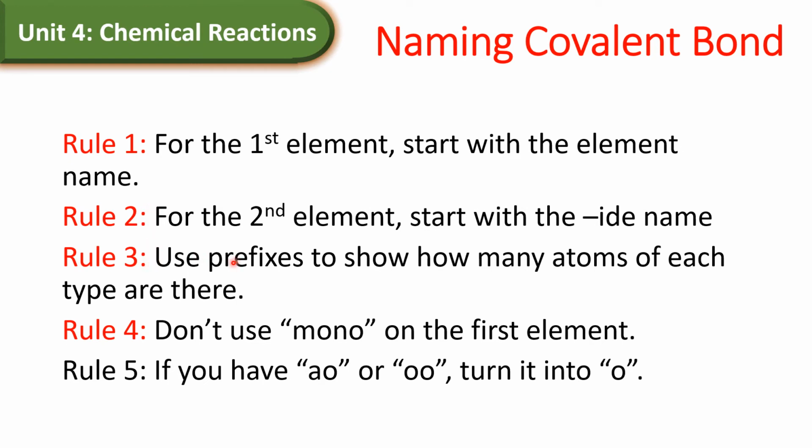Rule number 3, you use a prefix to show how many atoms of each type are there. I will show this one in your next slide. Rule number 4, don't use mono, which means 1, on the first element. And rule number 5, if you have AO or OO in the word, turn it into just simply O. I want you to write this in your notebook so that when we go to the next slide, you can review the rules as we learn how to name covalent bonds.